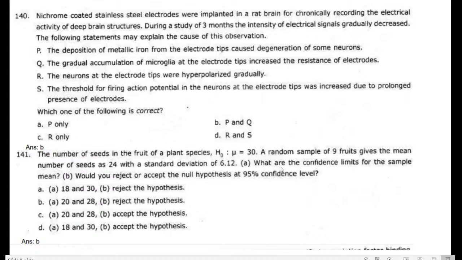First question: what are the confidence limits of the sample mean? It is 24 plus 4 and 24 minus 4, that is the confidence interval. So 24 minus 4 is 20, and 24 plus 4 is 28. What is the rejection or acceptance of the null hypothesis at 95 percent? At 95 percent, the hypothesis is rejected.